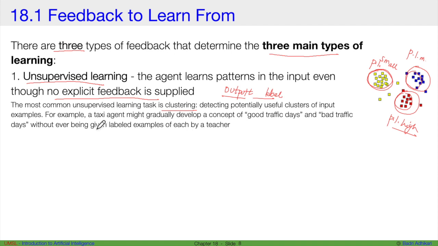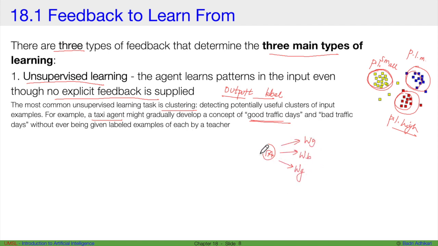Another example is, let's say a taxi driver agent wants to learn which days are good traffic days and which days are bad traffic days. So we have this taxi driver agent, and we may tell the agent, looking at the weather app, whether the weather is good or bad.